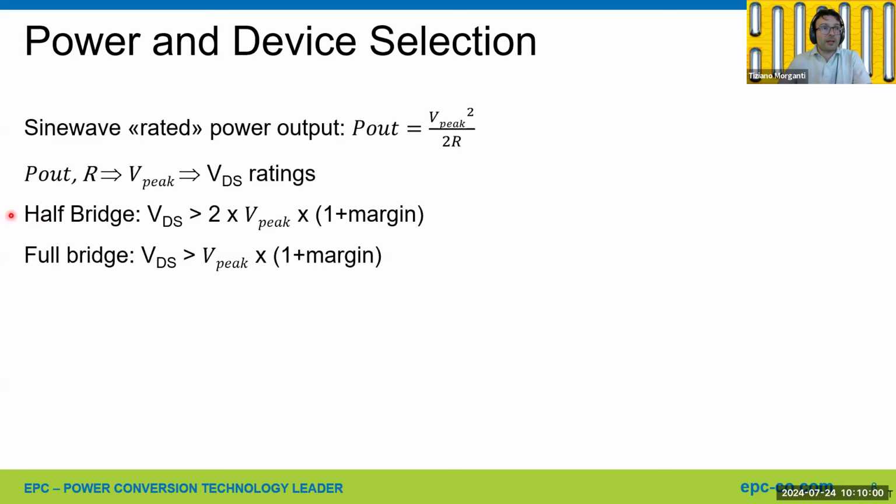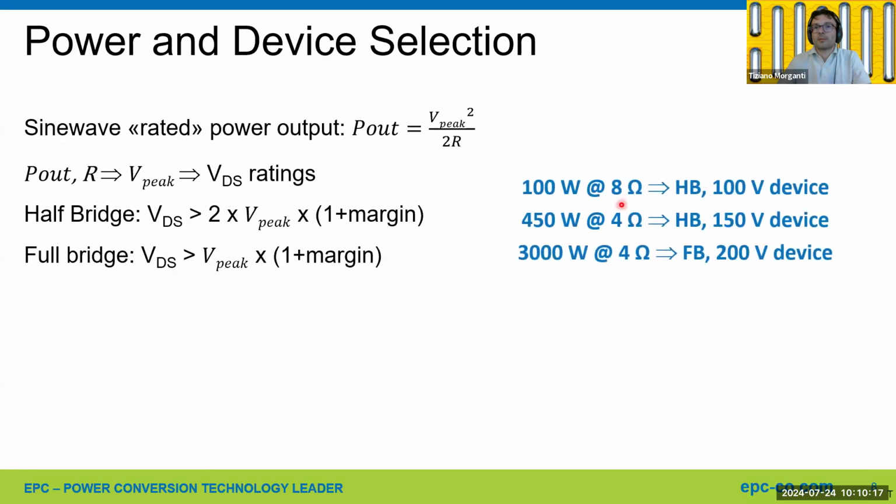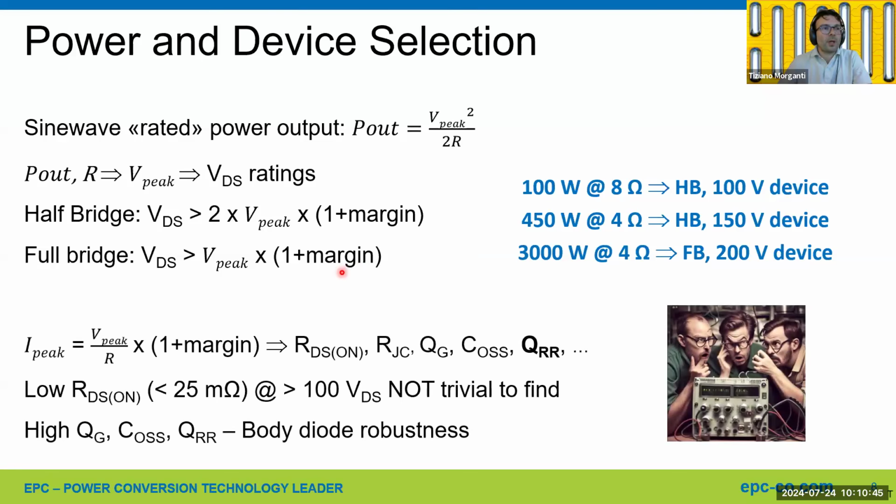In the case of half bridge topology, the VDS rating needs to be at least 2 times the peak voltage plus some margin. In the case of full bridge topology, the VDS rating needs to be above the peak voltage plus some margin. In terms of examples, 100 watts on 8 ohm in a half bridge requires a 100 volt device. 450 watts on 4 ohm in half bridge topology needs a 150 volt device. 3000 watts on 4 ohm needs a full bridge topology with a 200 volt device. And this is pretty much the highest power we can achieve on 4 ohm.